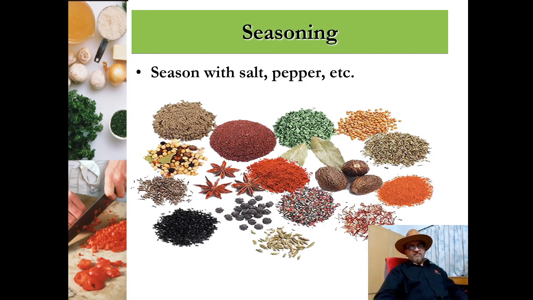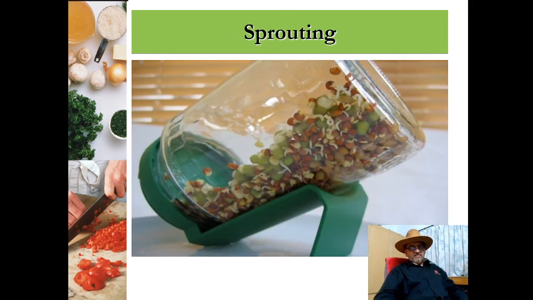Seasoning. Seasoning is a cold method of cooking. Seasoning with the help of these herbs and spices. Sprouting is a cold method of cooking. You leave whole grains in a moist and cold place for 2 or 3 days, and they begin to sprout, and then you mix them with other things and you eat them.